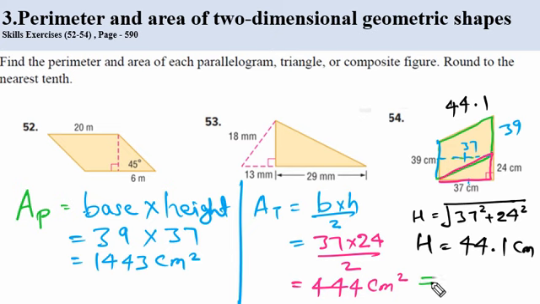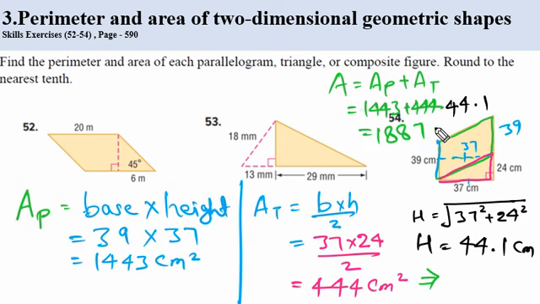So what will I do? The total area, I don't have space here, so I'm writing on the top. The total area is the area of the parallelogram plus the area of the triangle. So this is 1443 plus 444, and that will give us 1887 centimeter square. That is your final answer.